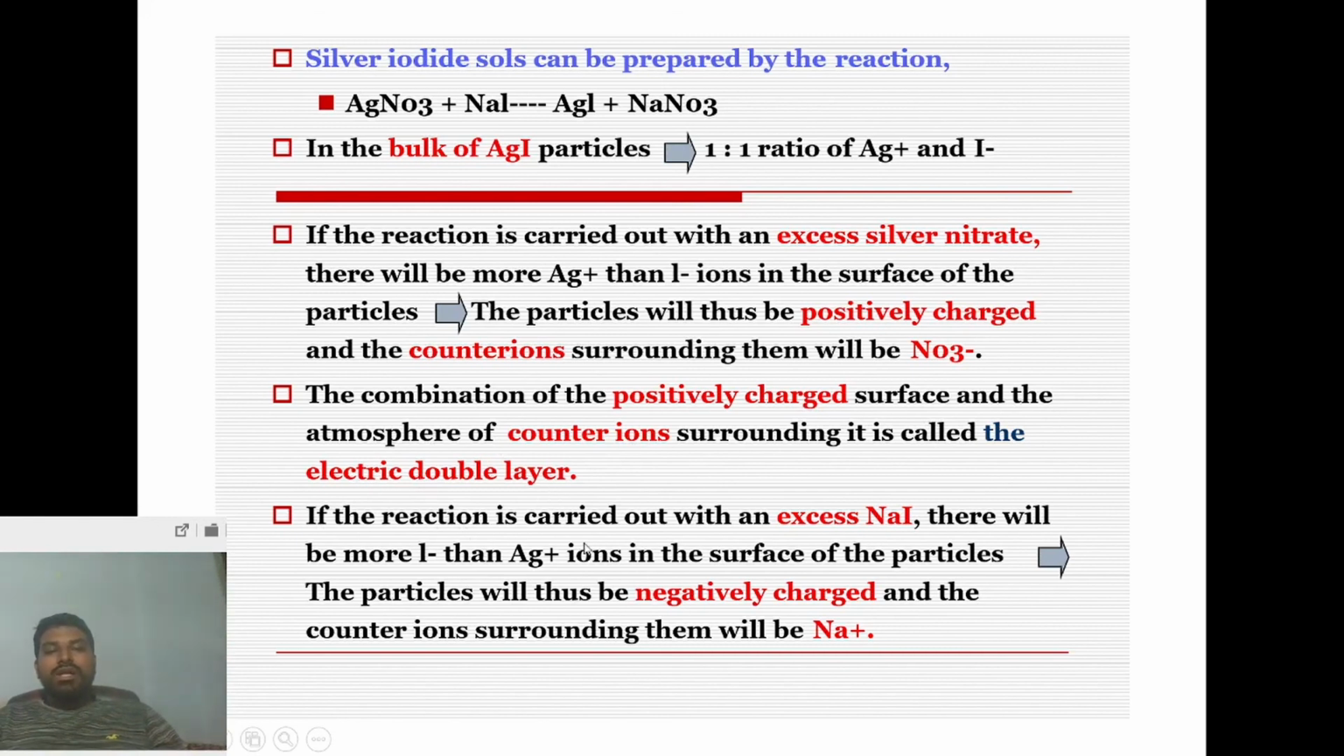If the reaction is carried out with an excess of NaI, there will be more I minus than Ag plus ions on the surface of the particles. The particles will thus be negatively charged and the counter ions surrounding them will be Na plus. This is the end of our chapter.